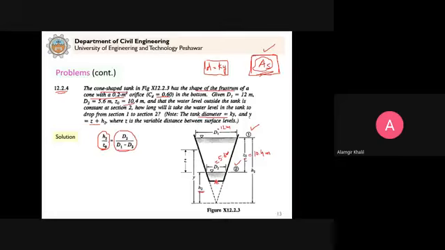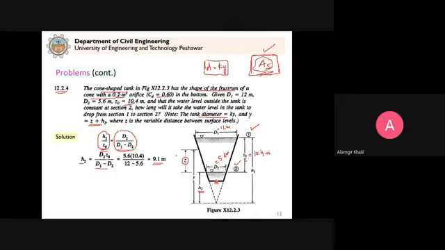So from here we can simplify H2 is equal to D2 into Z naught divided by D1 minus D2. Now everything is known. Just plug in the value. So H2 is now 9.1 meter. And now we are given that Y is equal to Z plus H2. What is Z? Z is essentially this distance. Y minus H2 will be your Z.